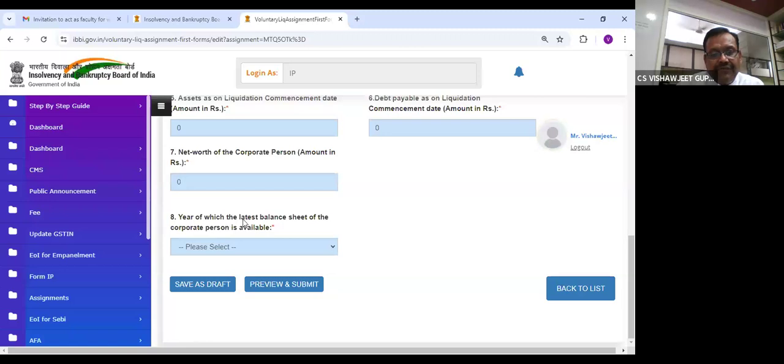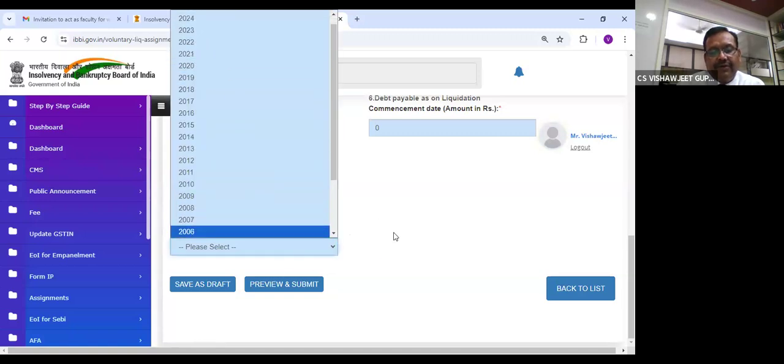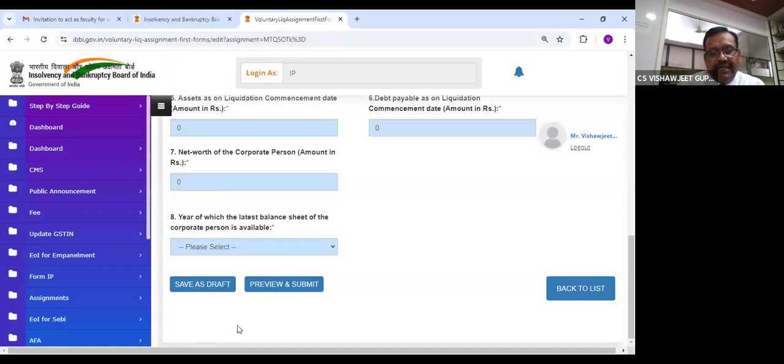Year of which the latest balance sheet of the corporate person is available. So you will have to fill the year from the drop-down option. Then you will have to preview and submit. You can submit through e-sign, and you can also submit through digital signatures. So this was form VL1. Now I'll start again my PPT.